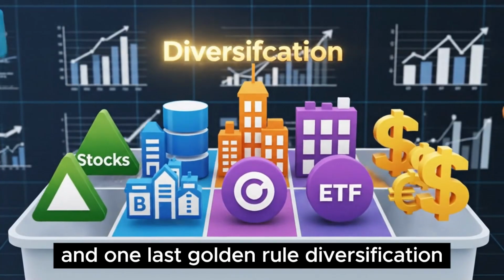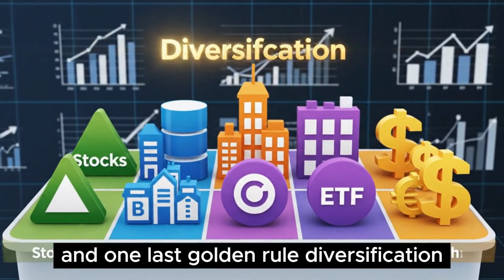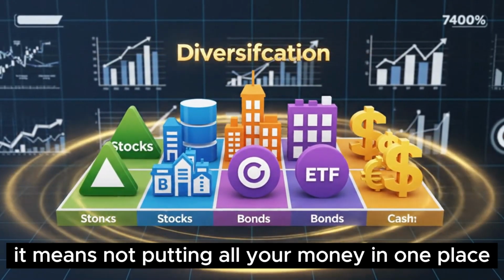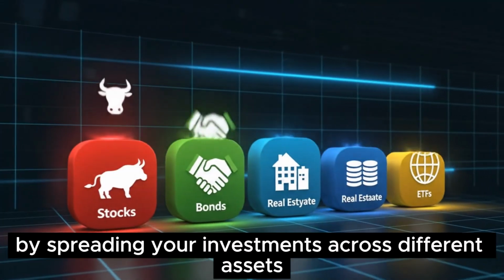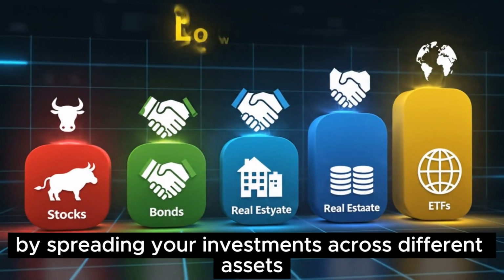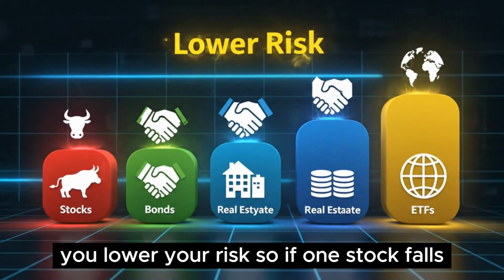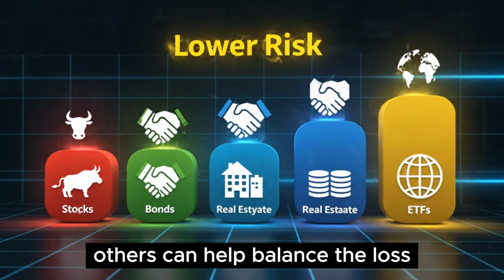And one last golden rule: diversification. It means not putting all your money in one place. By spreading your investments across different assets, you lower your risk. So if one stock falls, others can help balance the loss.